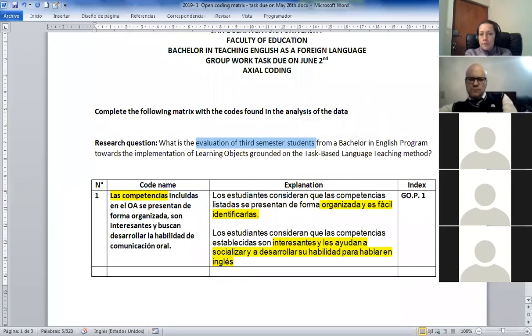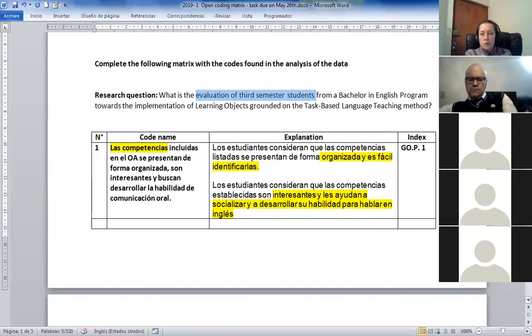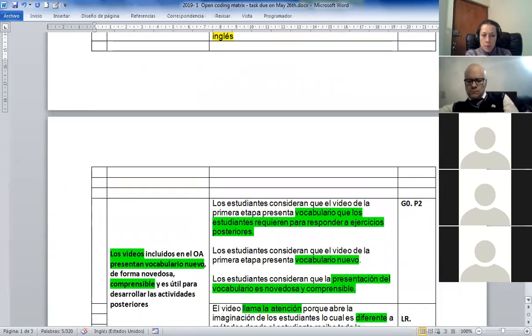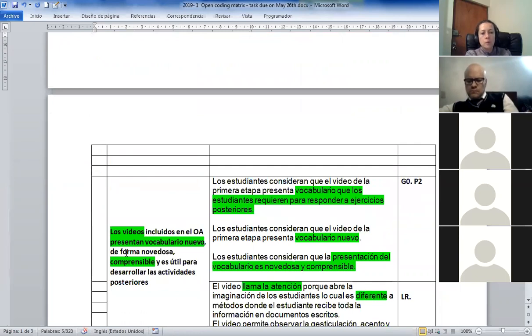question. So since we have 5 students, if we have 3 students that have the same opinion about videos, that will become a category, and we will say that students think that the videos that were used in the learning object help to present information or vocabulary in a different way, and that information is presented in a comprehensive form. Just if 3 out of 5 students have the same opinion.